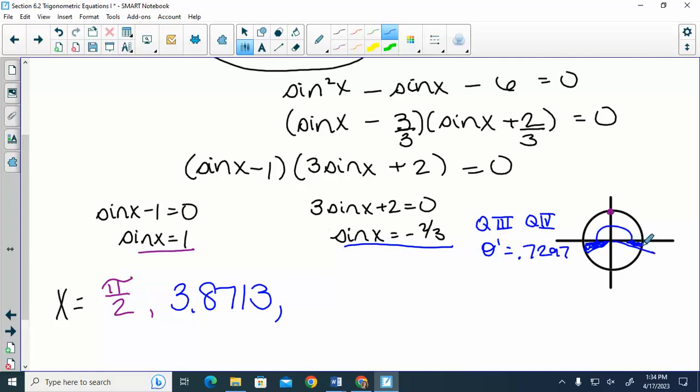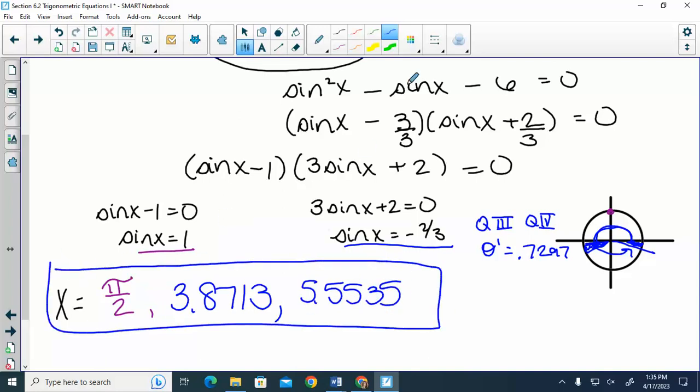And in quadrant 4, we have this little angle. How do we get the whole thing? Subtract it from 2 pi because we're in radians, 360 if you're in degrees. So we got 3 solutions there.